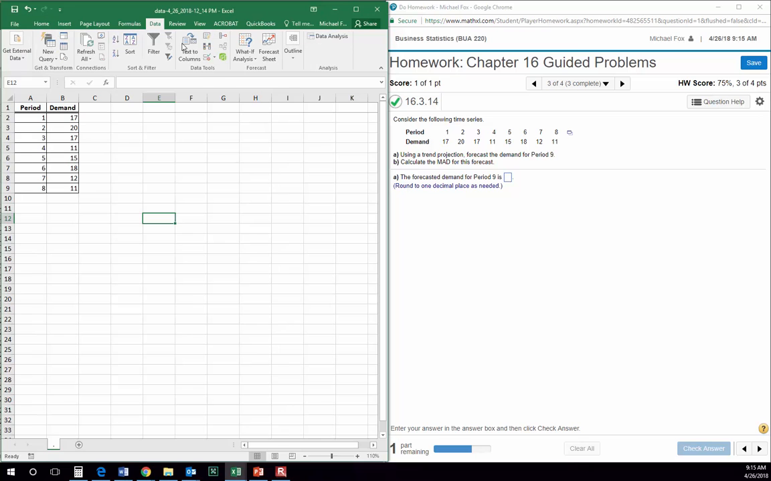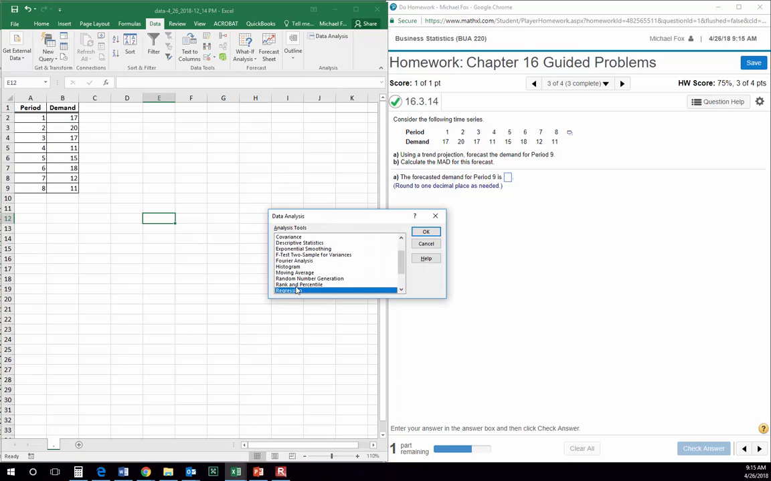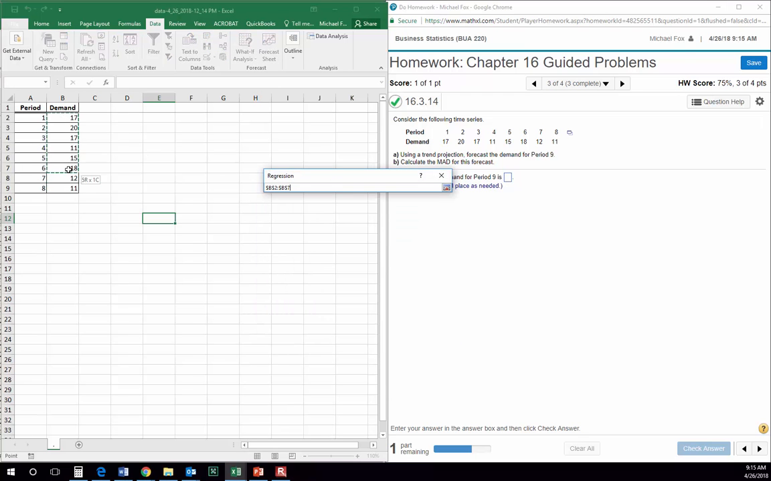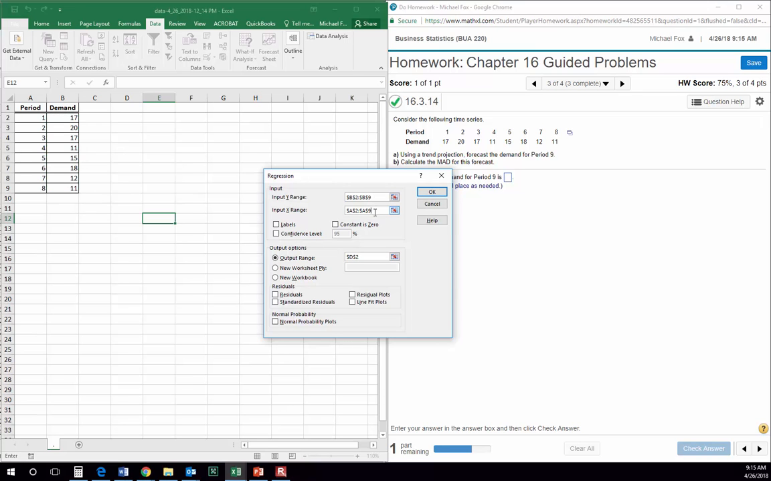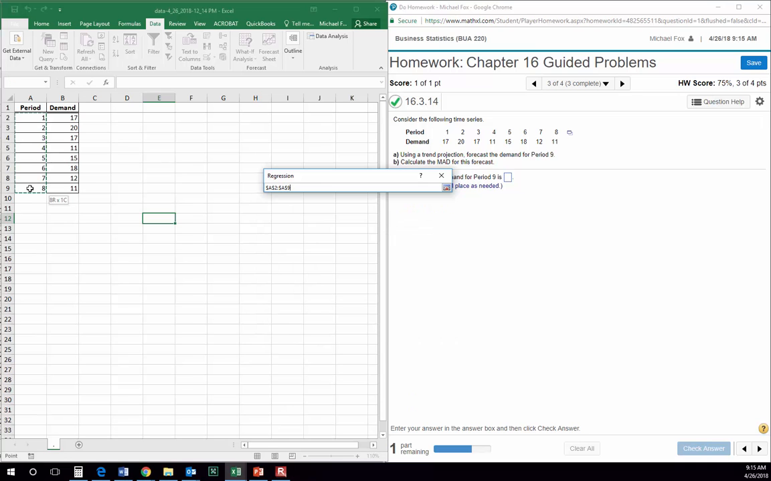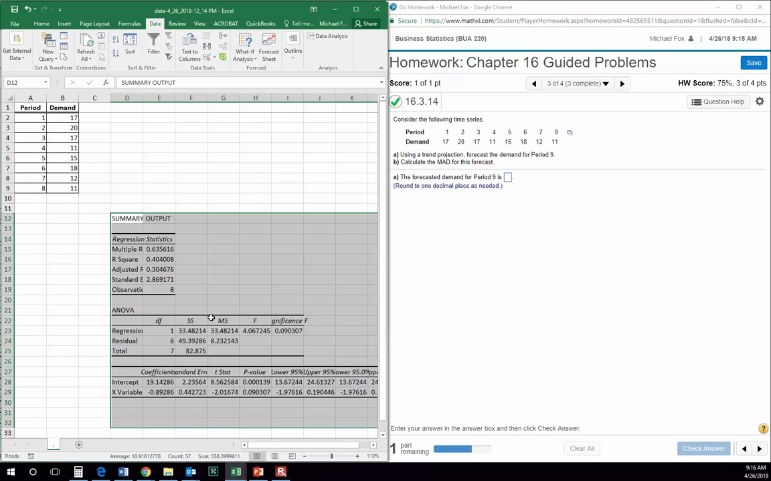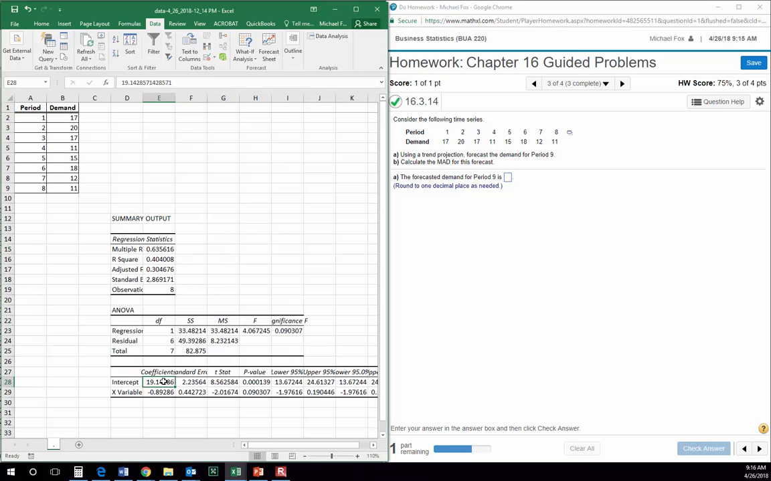So we're going to go to our data, hit analysis, click on regression, hit OK, and then we're going to tell it we want to select our Y data, our X data, and then tell it where we want to put our regression table. So there's our data. The numbers we're really interested in here are the intercept and the variable.